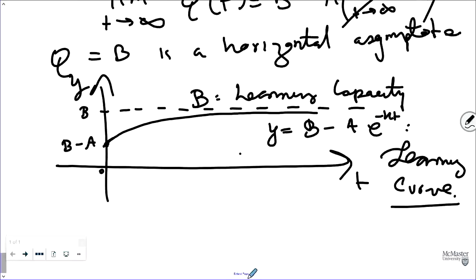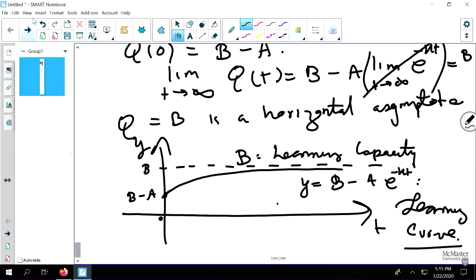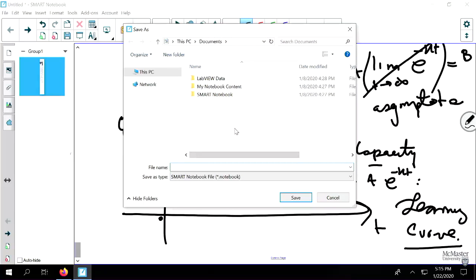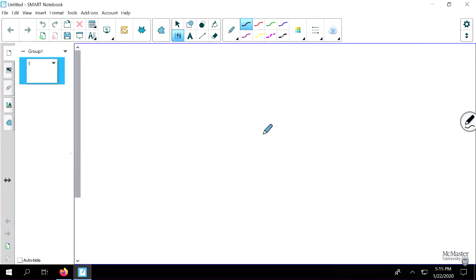So what we will do is an application of this learning model. Can I continue, or should I give some time for you to copy? I continue? Well, I'm asking because I will need a new board.